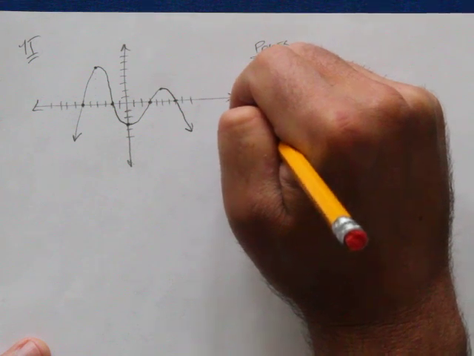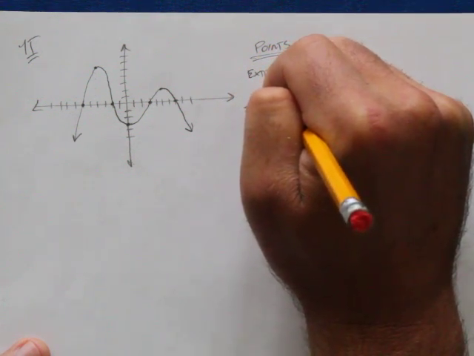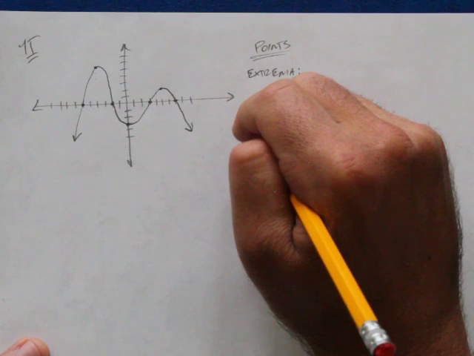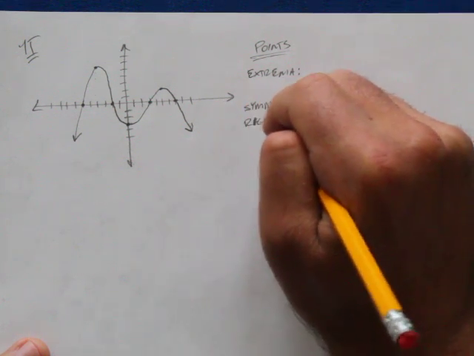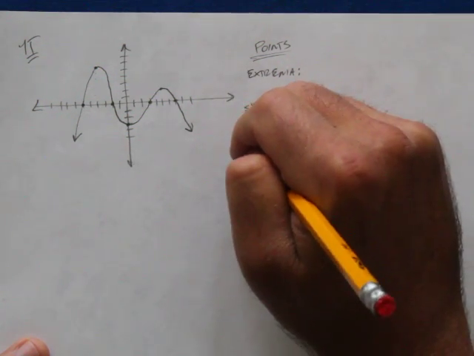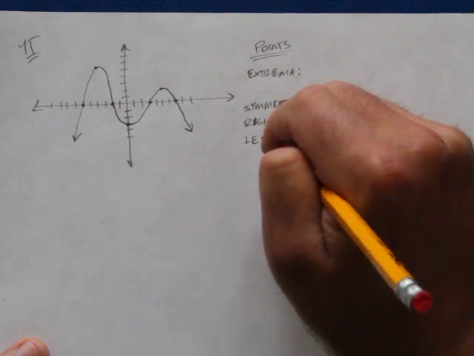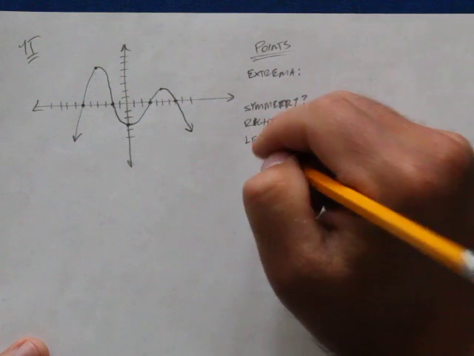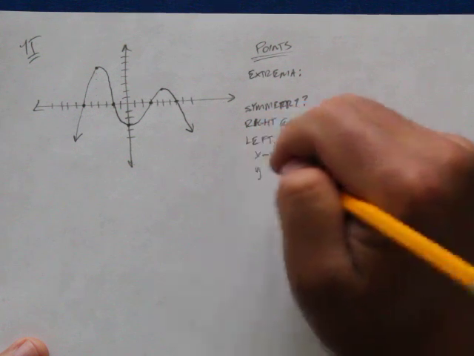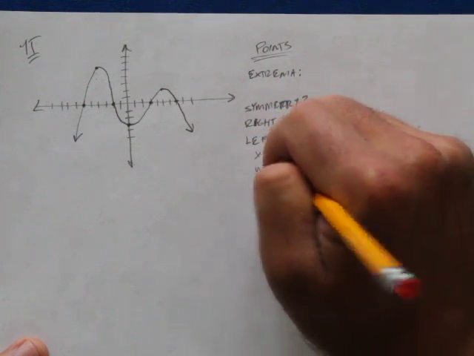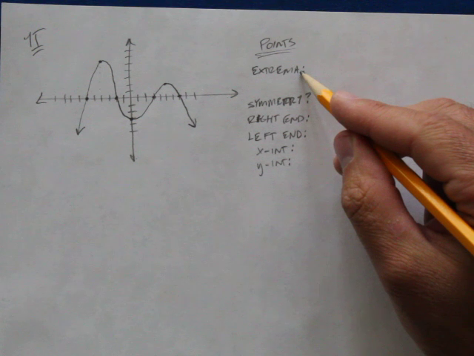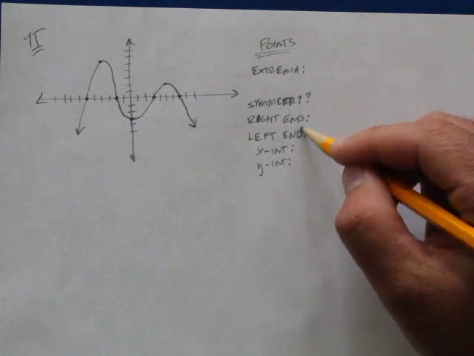Is there symmetry? Right end behavior. So as x is increasing, right end behavior. Left end behavior, or as x is decreasing, what's happening to y? What is the x-intercept or multiple x-intercepts? And what is the y-intercept or multiple y-intercepts? What's going on with that? So these should be points here. This should be a point. And then these will not be points.